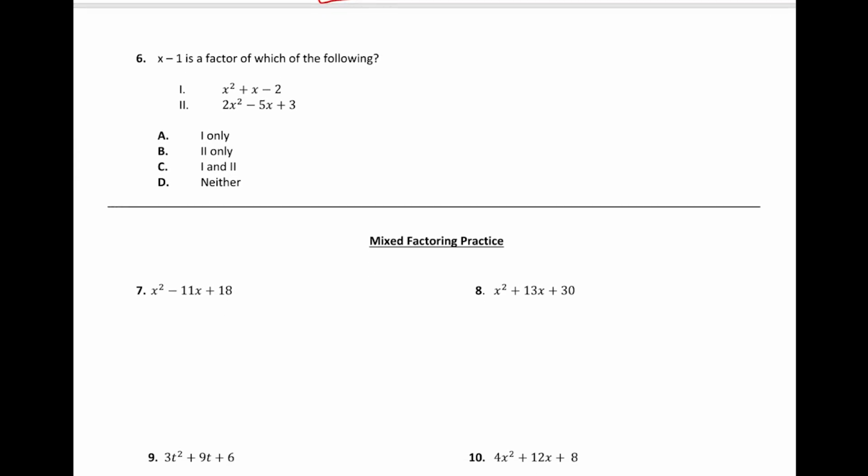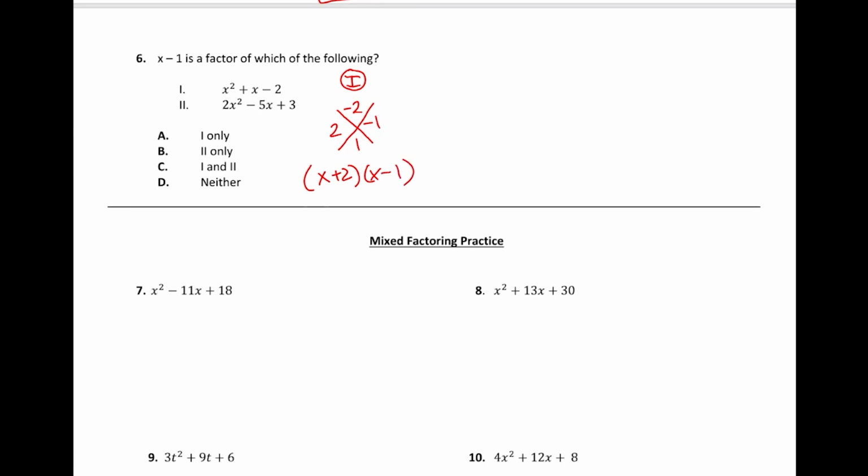Number 6 says x minus 1 is a factor of which of the following? So we're going to need to factor both of these, but that's okay. So let's start with factoring the first one. If we have x squared plus x minus 2, the leading coefficient is 1, so we can just do classic big X here. Two numbers that multiply to give me -2 and add up to 1 would be 2 and -1. So that gives you the factors right away, x plus 2 and x minus 1.